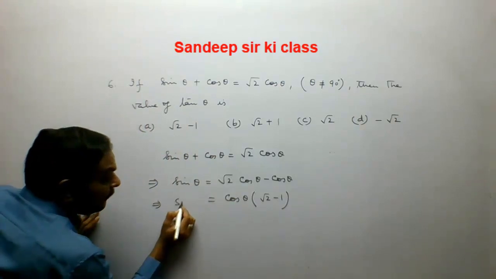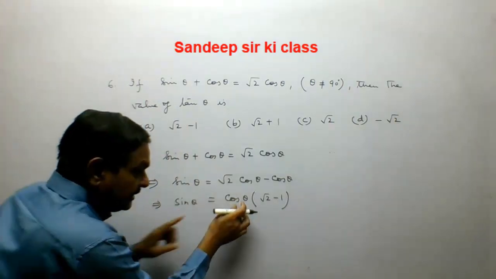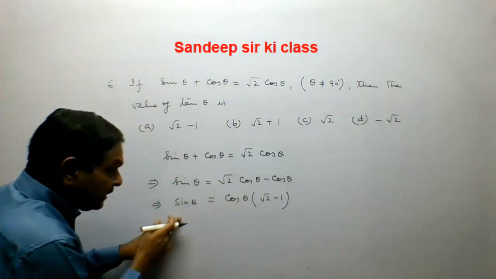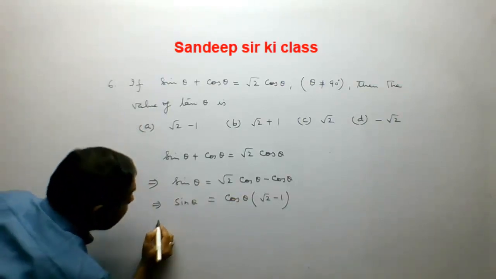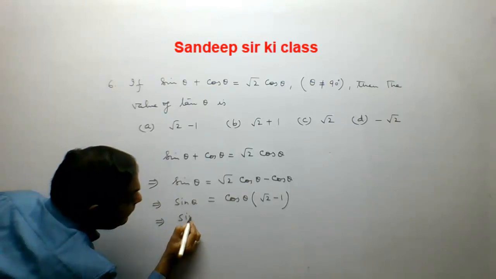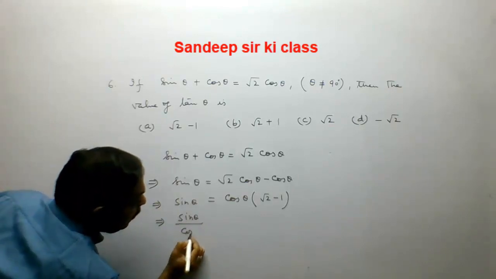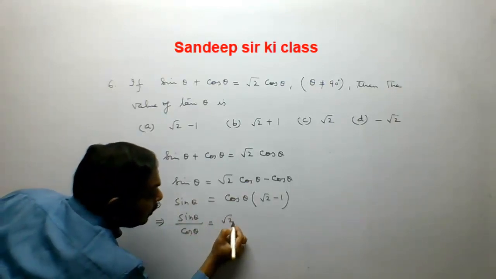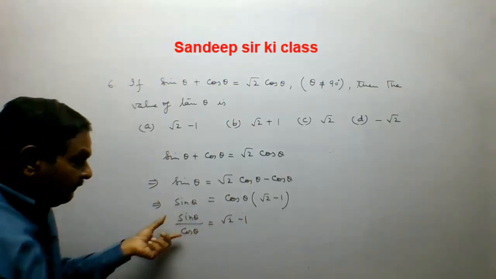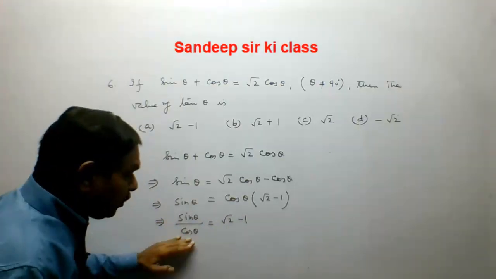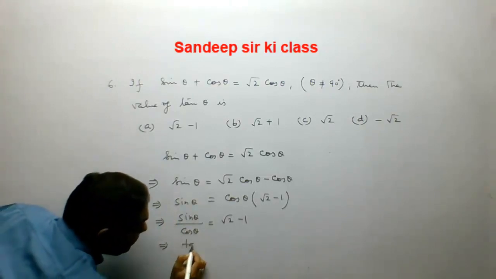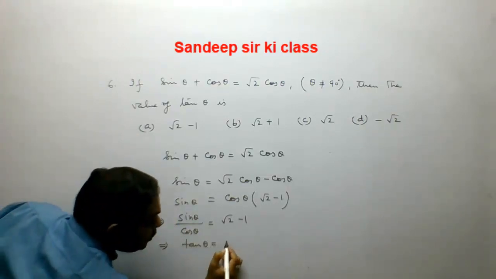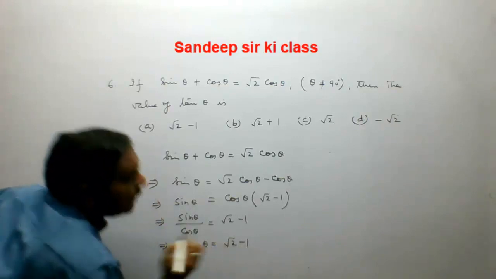This is the value of cos theta over sine theta. Now cos theta by cross multiplication can be brought to the left hand side in the denominator, which gives us sine theta upon cos theta is equal to under root 2 minus 1. And we know that sine theta upon cos theta is tan theta. This gives us tan theta is equal to under root 2 minus 1.